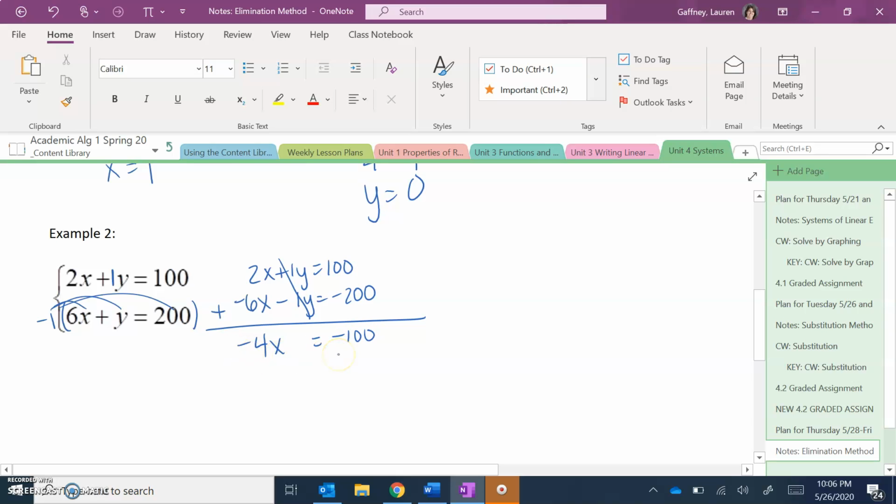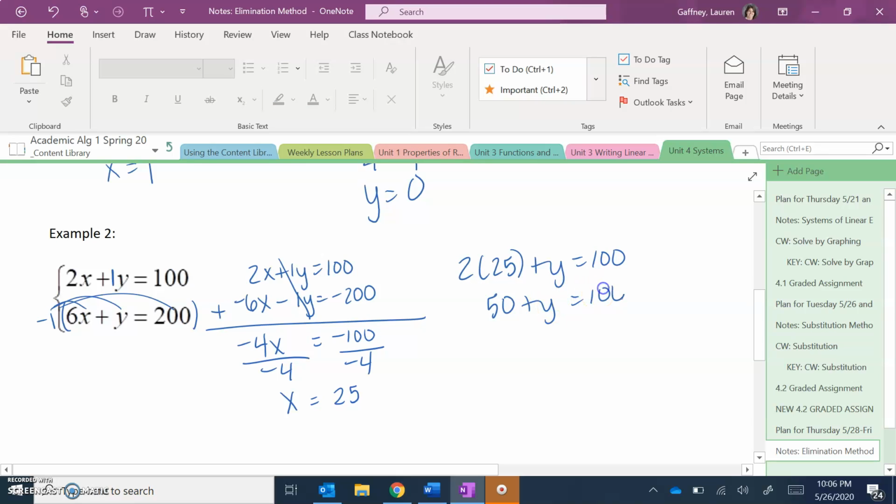Now I have one equation with one unknown. So let's solve for x. So x is 25. Okay, now we got to find y. So I'm going to put it back in the top one. It really doesn't matter which one. So put 25 in for x. So this would be 50 plus y. Subtract 50, and y is 50. So 25 comma 50 is the solution there.